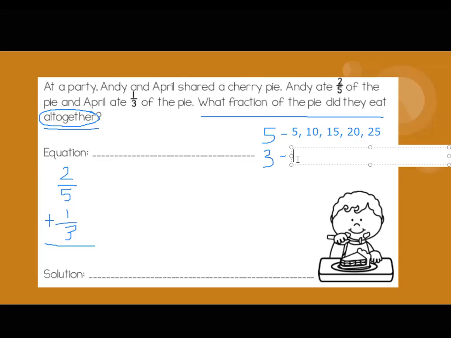Our multiples of 3: 3, 6, 9, 12, 15. And we're going to stop there because we see that they have the common multiple of 15. So that means 15 is going to be our common denominator. So now we need to make equivalent fractions with 15 as that denominator.